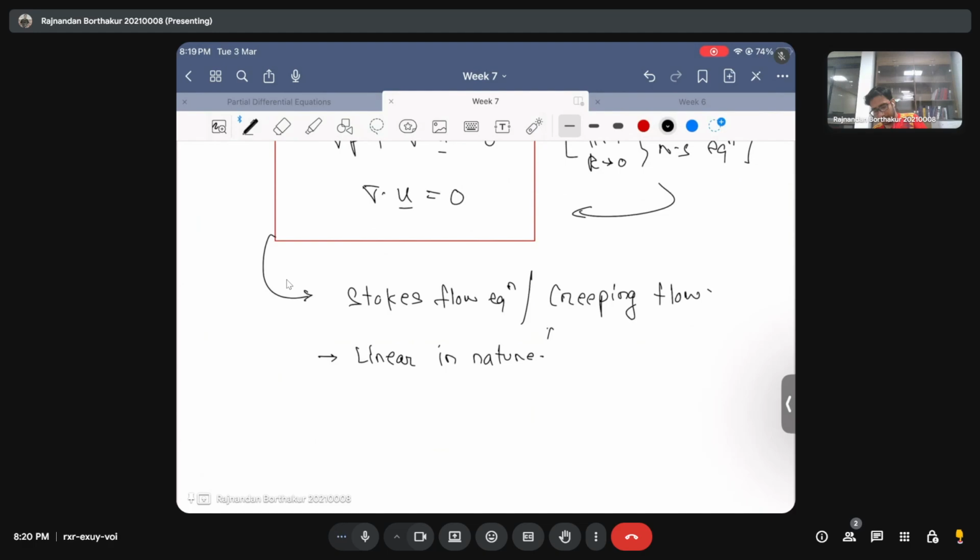That's the number one thing. And this linearity has a very important consequence. I'll underline this because it is so important: the linearity of the Stokes flow equation, or the creeping flow equation, has very interesting consequences for the dynamics of the fluid, or the dynamics of a body that is moving through a fluid. Maybe we'll look into some examples today, if we have time, of the consequence of linearity of these creeping flow equations.